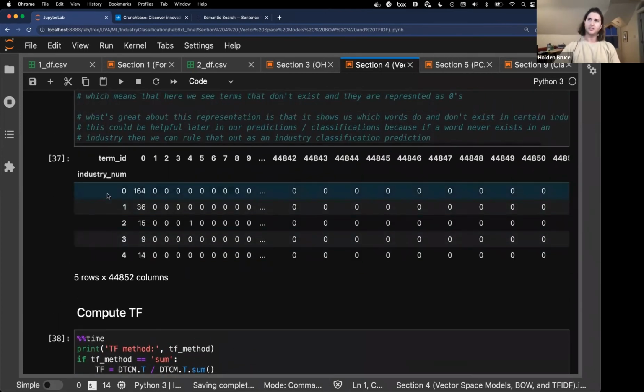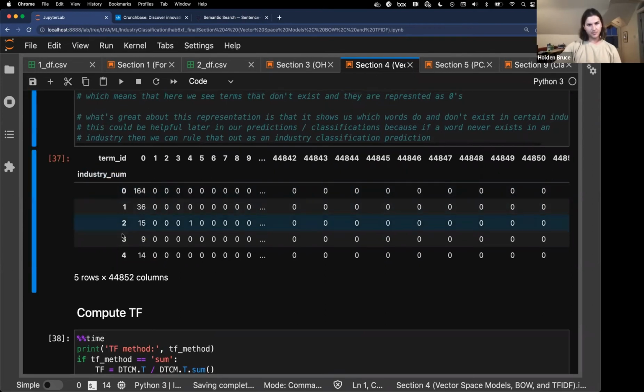So here is where we start getting into the classification. This is when we start really trying to classify things. So we have the industry on this axis right here. And then we have basically every single unique word that we found in our data set. And then we're just counting how often that word was found in each specific industry.